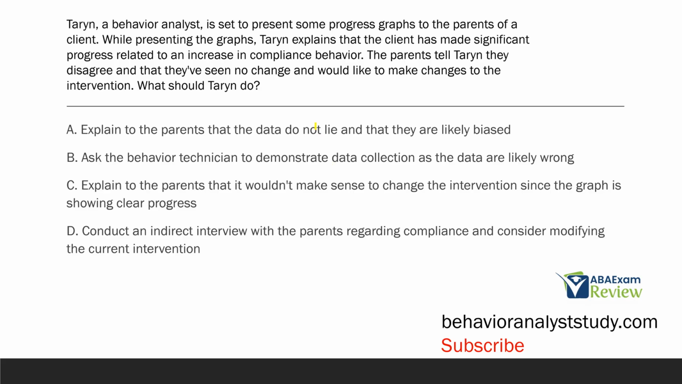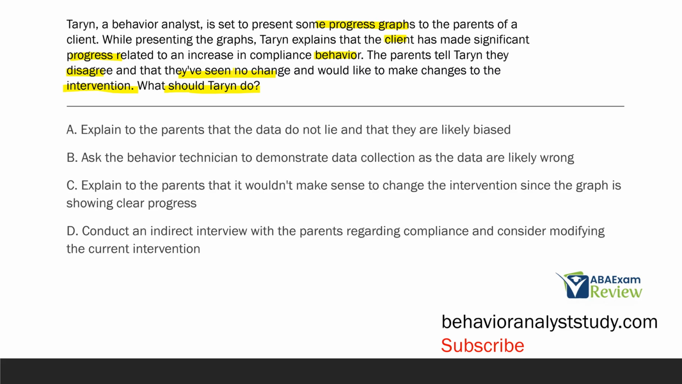Now, we're starting off with a lengthy question, but we're just going to attack the question, understand the information, and answer the question given. Question wants to know, what does Taryn need to do? We know that Taryn is presenting graphs that are showing progress related to the client's behavior, which is good. Parents, however, disagree and they've seen no change and want to make changes to the intervention.